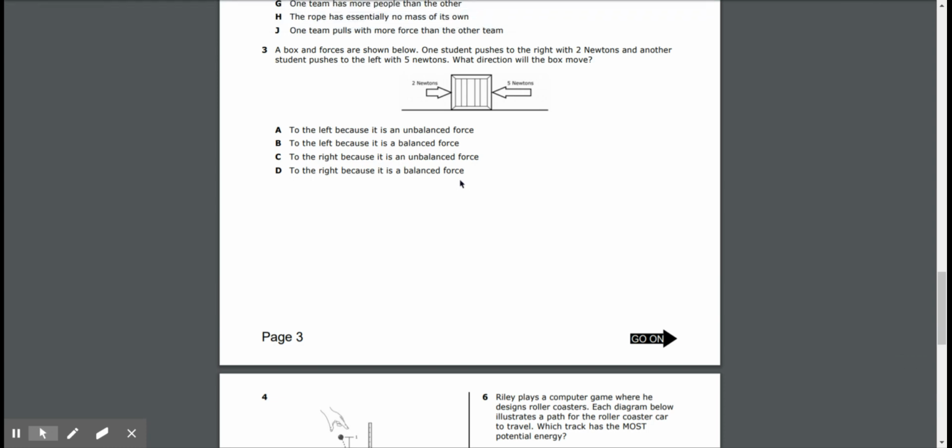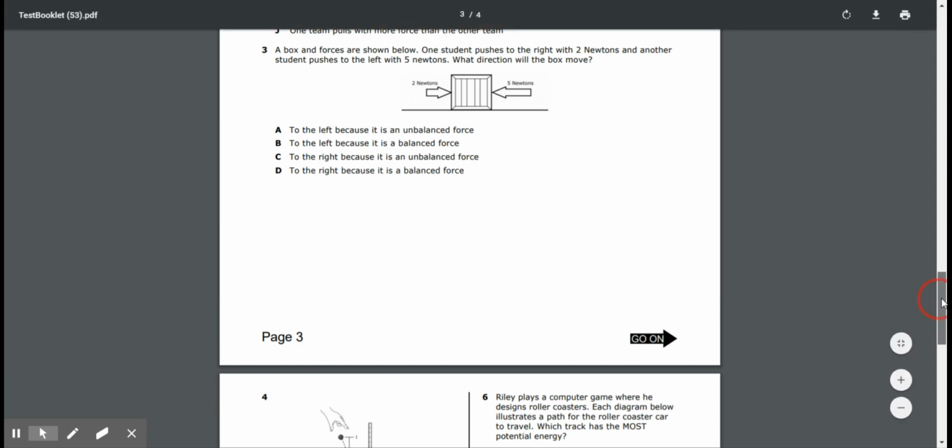If you need to go back to any of the questions on this first page, you can rewind and re-listen right now. If you're ready, I'm going to move on to the back with number 4, 5, and 6.